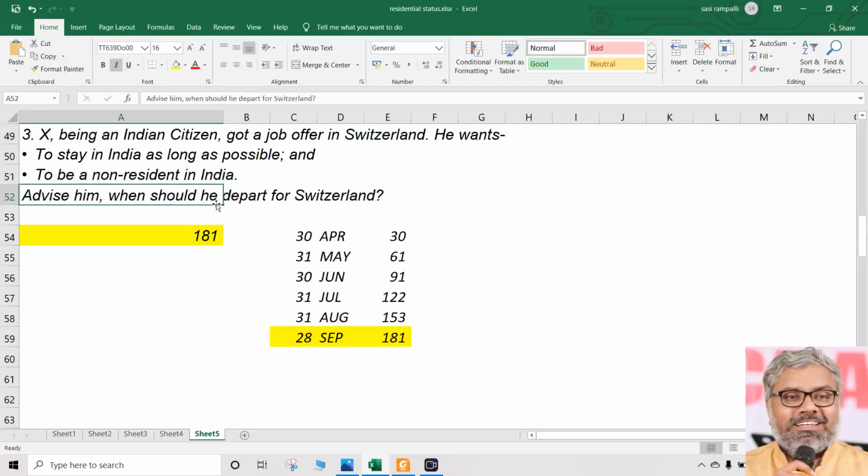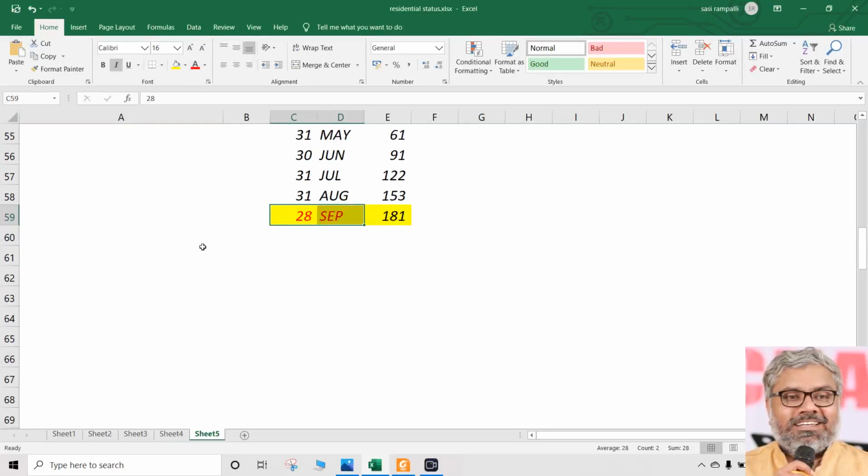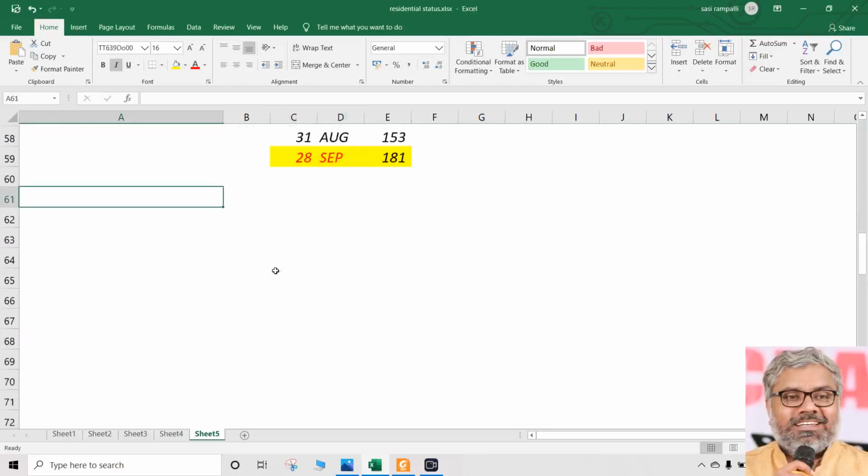That was the question. You cannot say, oh, you book it whenever you want. No, because his target is clear. He wants to be called as non-resident. So for that purpose, you need a date. So that date is 28th September. That is the answer. 28th September is the answer. Clear? So that is the answer for question number 3.